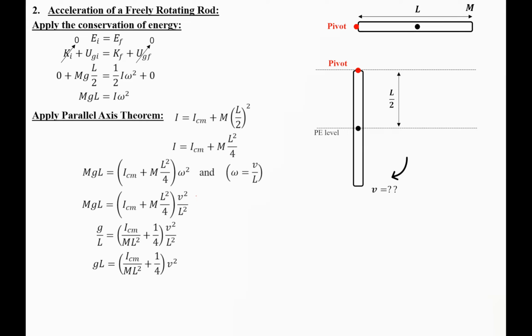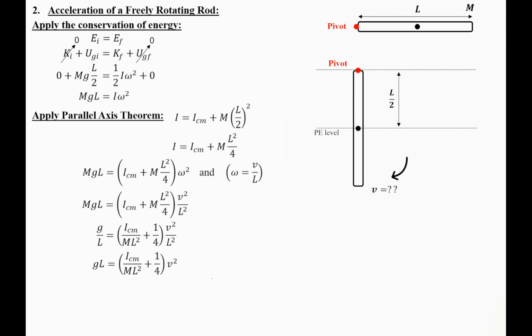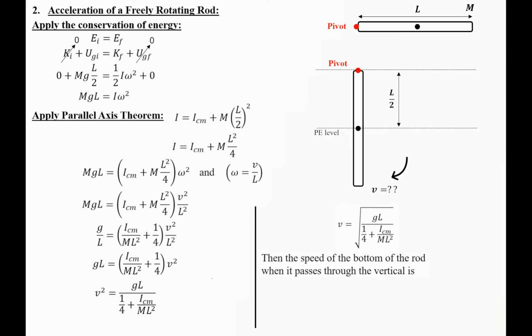Now, moreover, here we can simplify one of the L's with the power of 2, and we take L to the upper side. Then we would have GL is equal to the following. And now we're ready to isolate for v square, which is given by GL divided by 1 over 4 plus ICM over ml square, which means that v is the radical of the following expression. Then the speed of the bottom of the rod when it passes through the vertical is given by radical GL over 1 over 4 plus ICM over ml square.